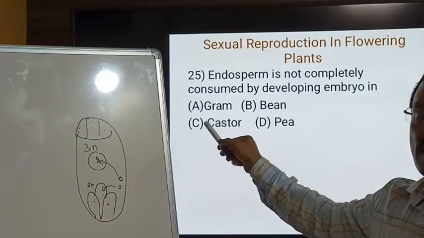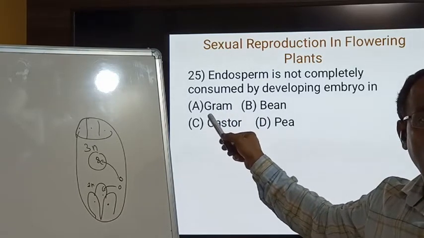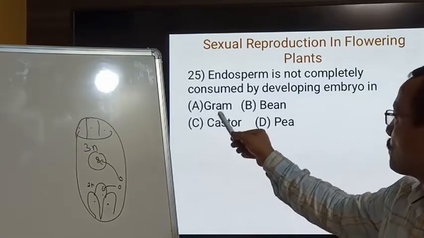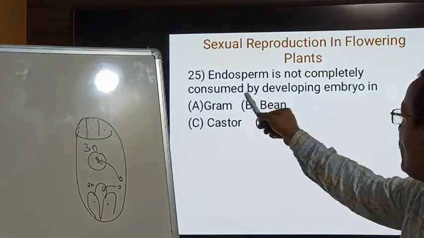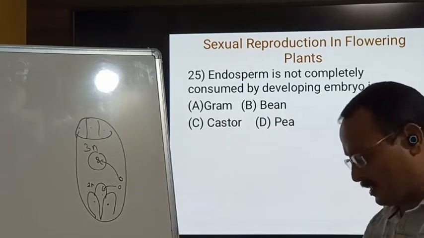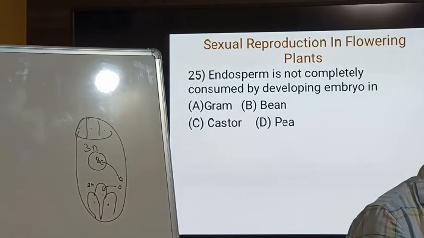But among dicots, castor seeds do have endosperm. Endosperm is not completely consumed by the developing embryo in castor. So castor is the answer. Next one.